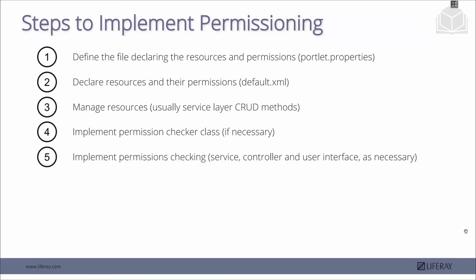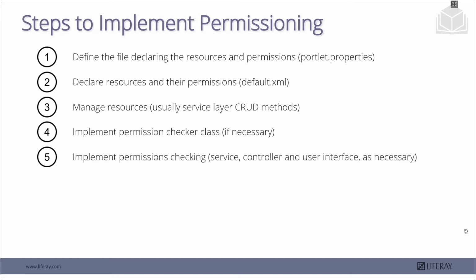So how do we implement permissioning within our own custom application? We start off by creating a file that will declare where our permissioning file is. So we're going to create a file called portlet.properties. Within portlet.properties, we're going to define permissions in another file called default.xml, and this is where it is. So we define where our permissioning file is going to be.